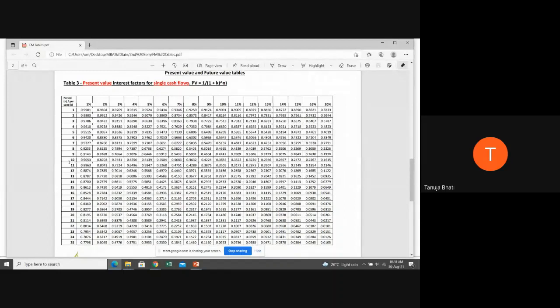So how have you all found out? 10 was already given in the problem. 0.4632 is the PV factor that you all have to calculate using initial investment divided by average annual cash inflows. You got 8%. Very good, students.